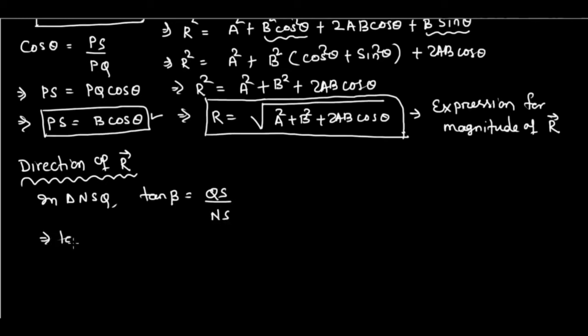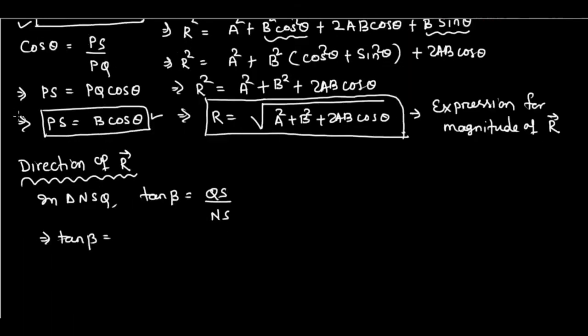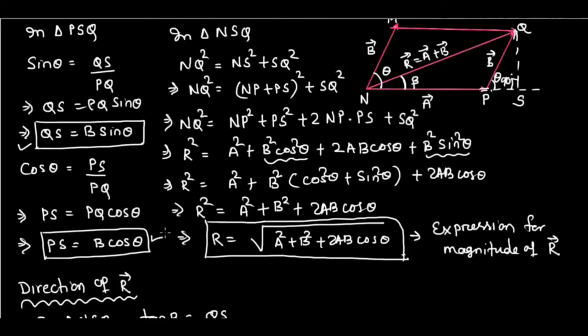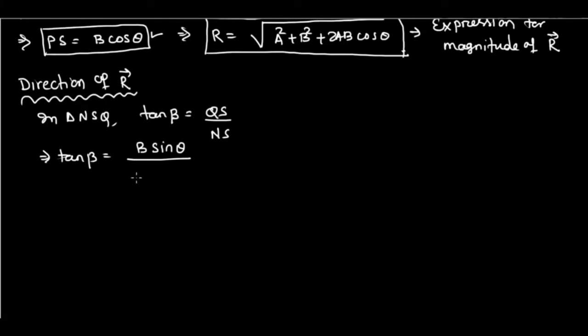That implies tan beta is equal to QS by NS. What is QS? Look at this box here, QS is B sin theta. So in place of QS, I can write B sin theta divided by NS. NS is NP plus PS. NP is vector A and PS is B cos theta. So I can write tan beta is equal to B sin theta by A plus B cos theta.